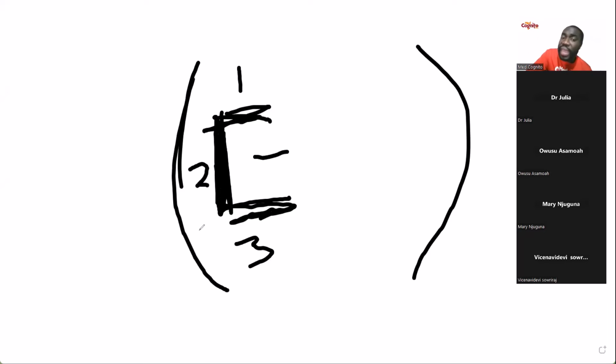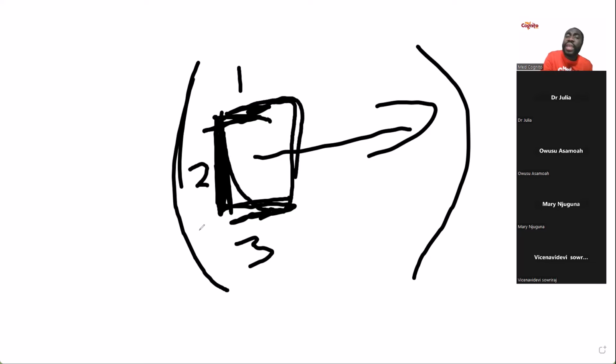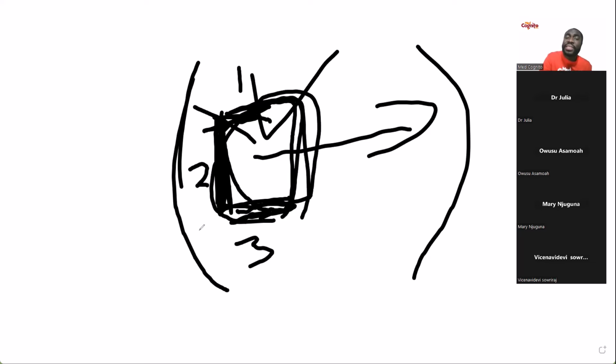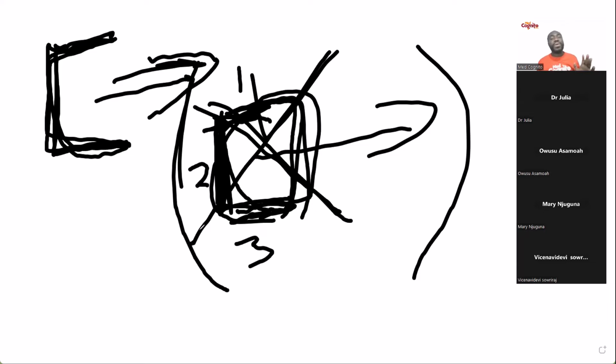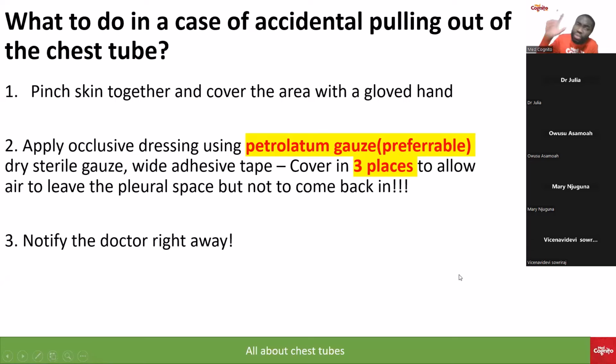And when they are breathing out, you want the air to leave, or you want whatever drainage is there to leave. You don't want to cover that area with a complete bandage. It is wrong, right? You want to use a three-way dressing, so that the air can leave this place. That is all. So if the chest tube comes out, number one, quickly cover the area with your gloved hand. Number two, apply occlusive dressing using petrolatum gauze. Number three, tape it in three places so that it can still allow air and stuff to leave, and notify the doctor right away.